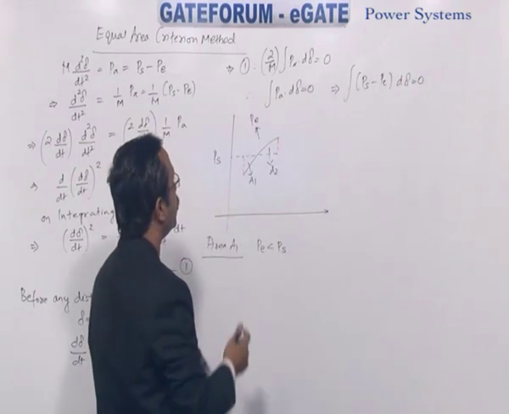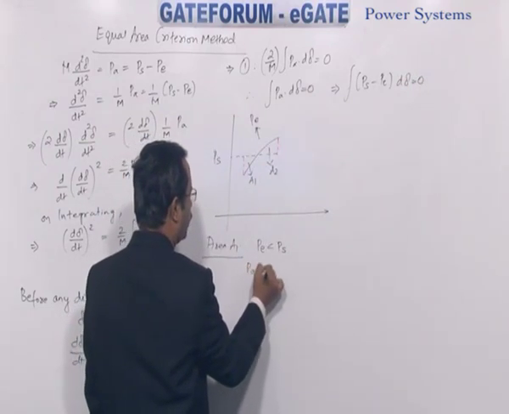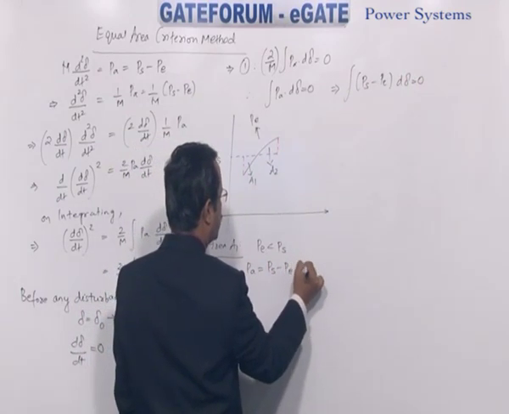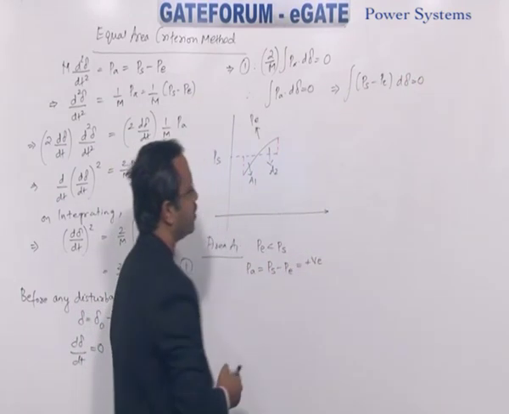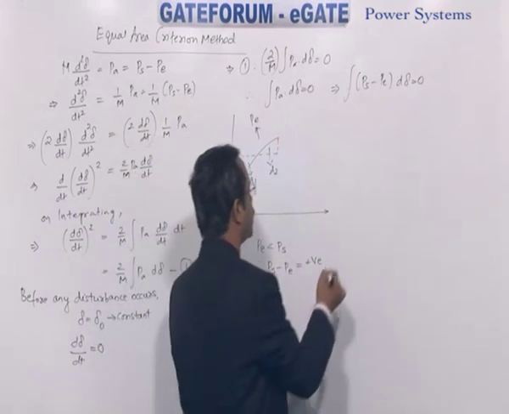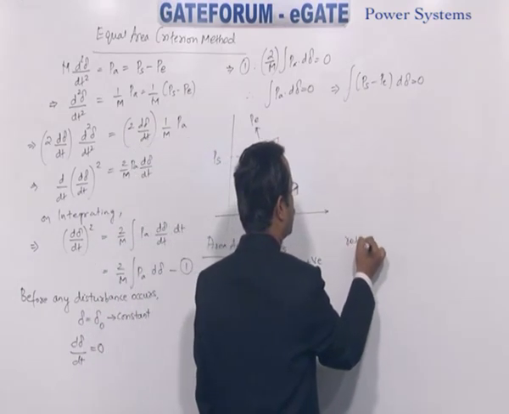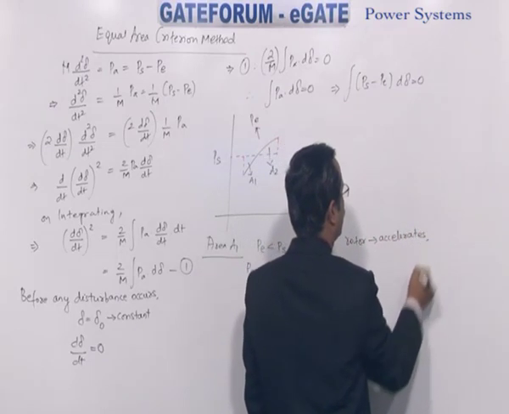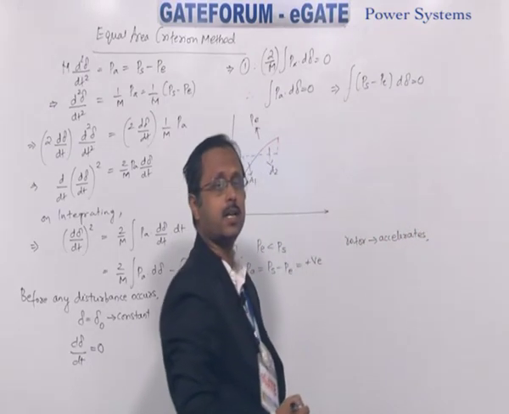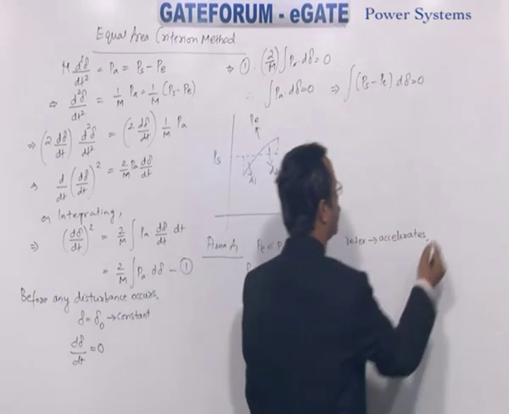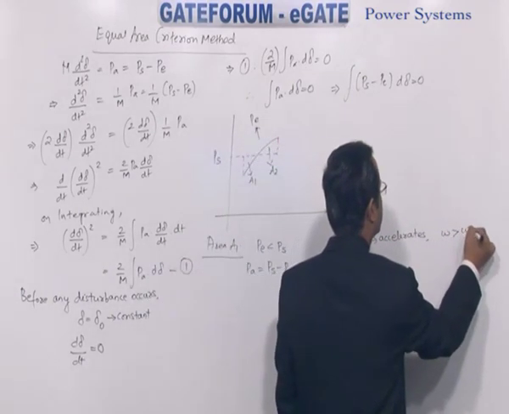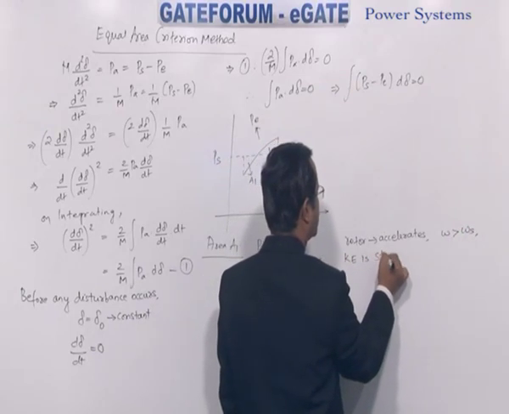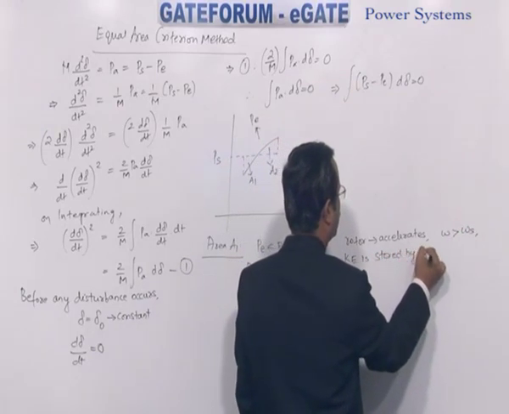Now what about PA? Formula wise, PS minus PE. PS is greater than PE, so PA is positive. What is the meaning of PA positive? PA positive means the rotor accelerates. What happens when the rotor accelerates? Omega will be greater than omega s, and further, the kinetic energy is stored by the rotor.